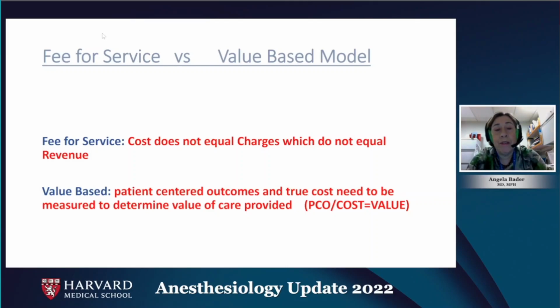So this is our current fee-for-service model. In a value-based model, you would hope to be able to measure outcomes and true cost so that you can really determine the value of the care provided. Patient-centered outcomes over cost equals value, and then perhaps, as you'll see later in this lecture, we can negotiate with insurance companies based on true cost and true value.